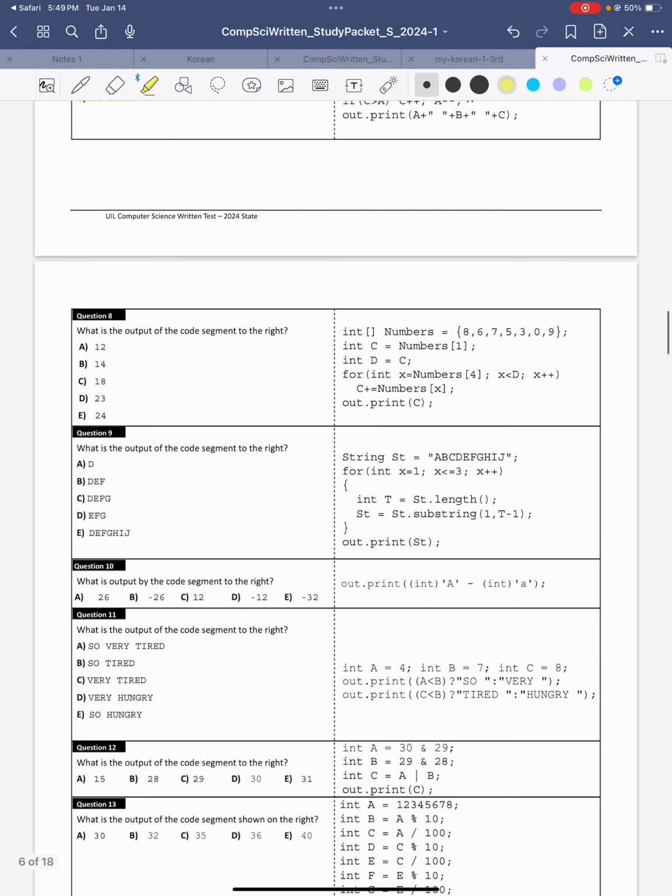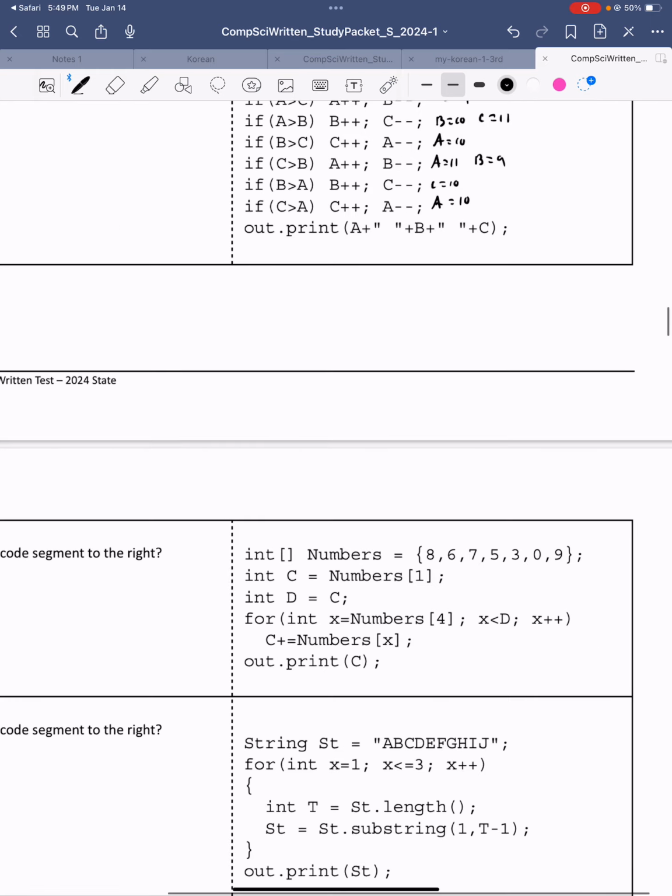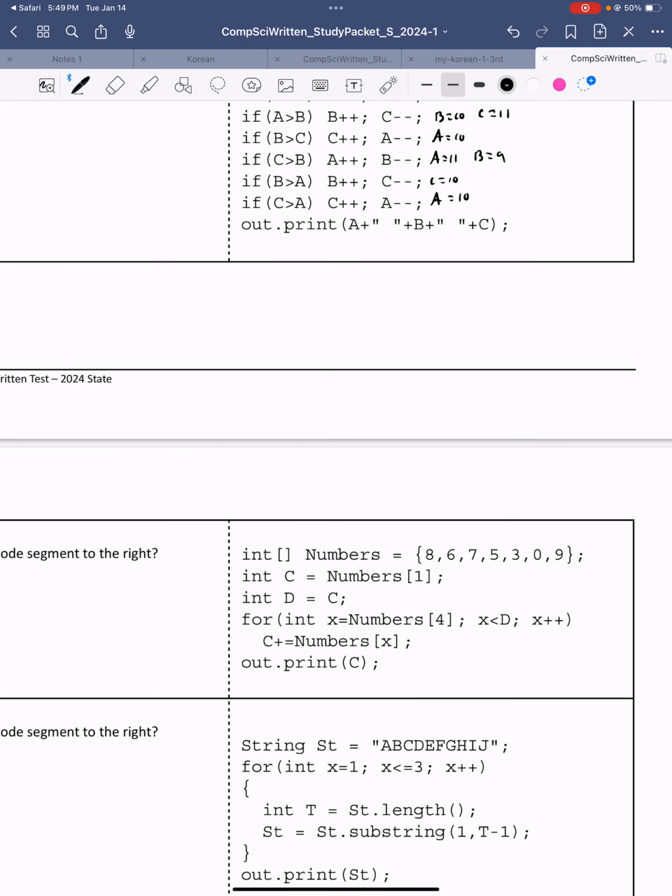Okay, very simple. Okay, so C is going to be numbers of 1, 0 indexed. If you want, we can do this. I don't really do it, but for more visualization. Numbers of 1 is going to be 6, right? D is going to equal C, so this is going to be equal to 6.